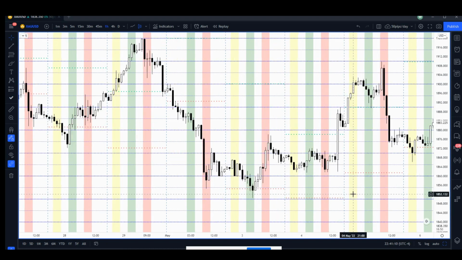Hey traders. Okay, so for those of you who don't have a setup or winning setup right now, I'm going to give you one. It's a very simple setup. We're going to make it very simple. Okay, and it's the highs and the lows of the previous day.